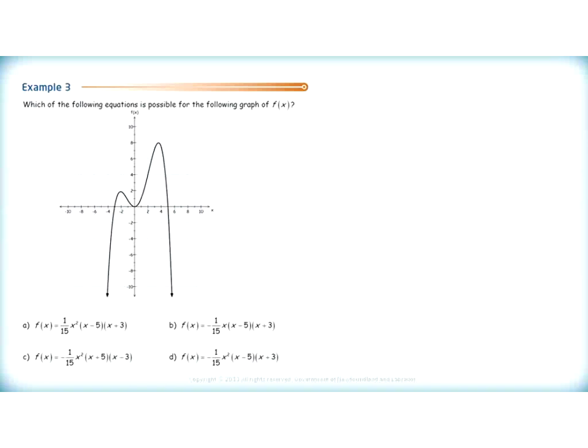In example 3, which of the following equations is possible for the following graph of f of x? Notice that the graph in this case is in the shape of an M. It's M-shaped, therefore we are dealing with a quartic polynomial. The leading coefficient has to be less than 0 if the graph extends down into quadrant 4 and down into quadrant 3. So that eliminates A as a possible multiple choice item.